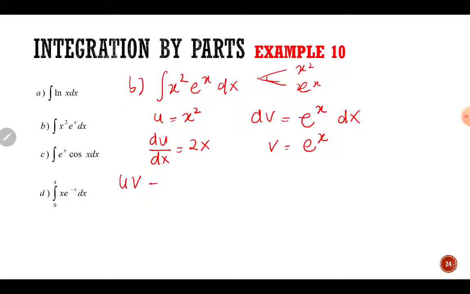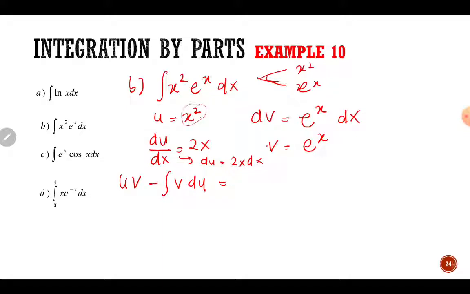So you have uv minus with v du. So the integration is u darab dengan v. Ni semua saya tak letak du. du sama dengan 2x dx. Kut-kut lah, you all tak tahu du tu apa. You ada du over dx je. So u darab dengan v.